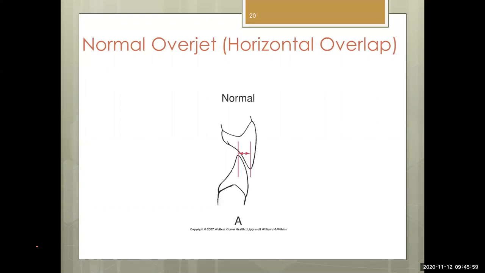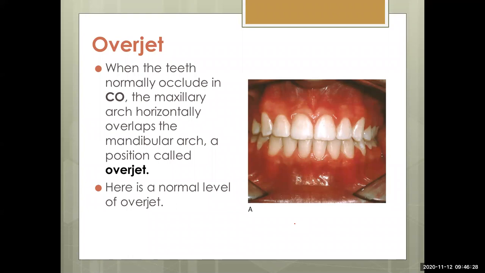Do you remember what it was on deciduous teeth? You didn't have to remember it, but it was 3 millimeters. So the normal for deciduous teeth is 3 millimeters, but you're going to be getting 3 to 5 millimeters when you measure it this way. That's your overjet. When the teeth normally occlude in central occlusion, we're going to get into that, the maxillary arch horizontally overlaps the mandibular arch. Okay, so overjet, the maxillary teeth overlap the mandibular teeth.